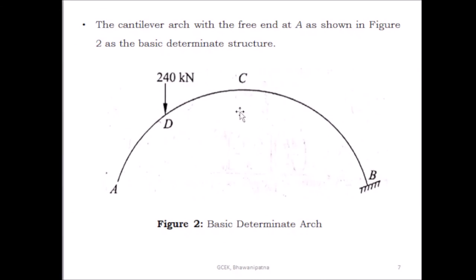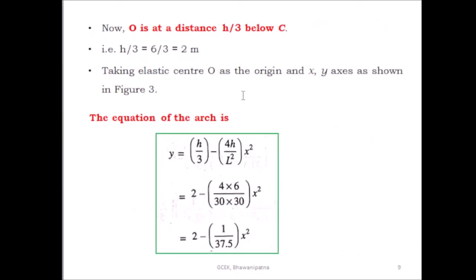So here you have to find out the moment due to the external loading. This is the crown, and at the crown you have to find out the moment due to external loading, and this perpendicular distance is 9 meter. So what is the moment here? Minus 240 into 9. So this is the moment at the crown due to the external loading.